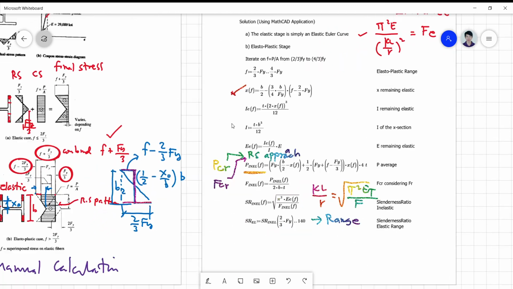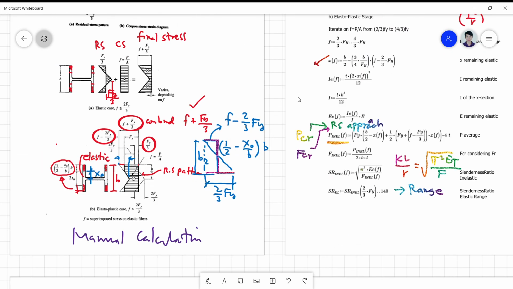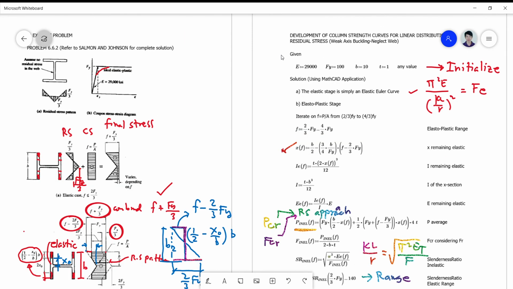So for now, I hope you understood how residual stress affects the initial stresses on the member component or the shape component, as will be demonstrated to you by this example problem.